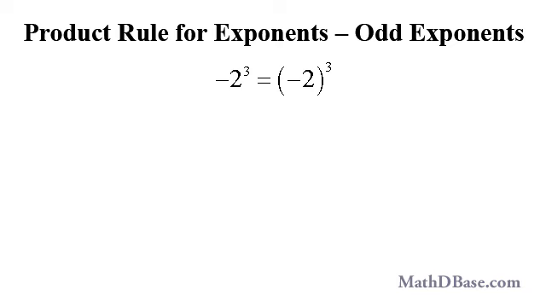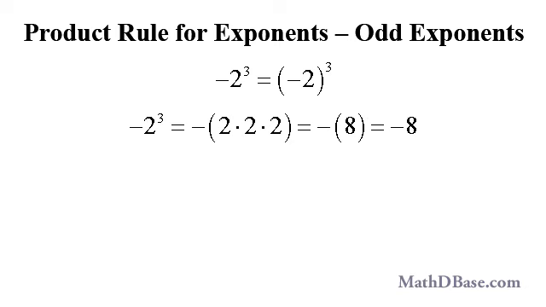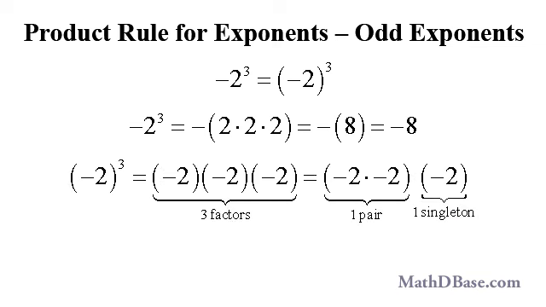On the other hand, negative 2 to the third is equal to (negative 2) to the third, even though the base in the first expression is 2 and negative 2 in the second. Negative 2 to the third is equal to the negative of 2 times 2 times 2, or negative 8. And (negative 2) to the third is equal to negative 2 times negative 2 times negative 2. Two of the negative 2's can be paired and multiplied, then multiplied by the remaining negative 2 to get 4 times negative 2, or negative 8.